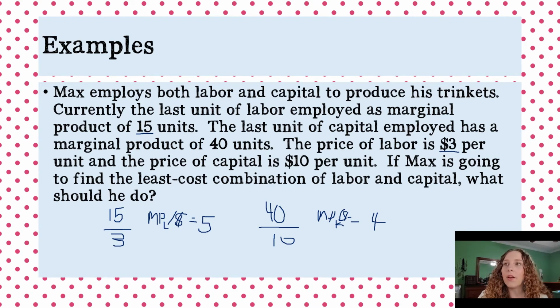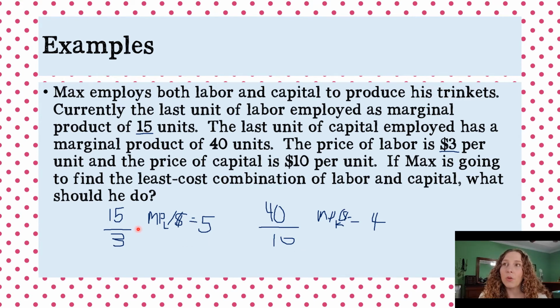What this means is that for every dollar that is spent on labor, they get 5 units of output. And for every dollar that is spent on capital, they get 4 units of output. So the one where they get more units of output, the labor here, is where they get the most bang for their buck. Because they have a higher marginal product per dollar for labor than for capital, they want to hire more labor. So what this firm should do is hire more labor and less capital, because they're getting more output for every dollar they spend on labor than for what they spend on capital.